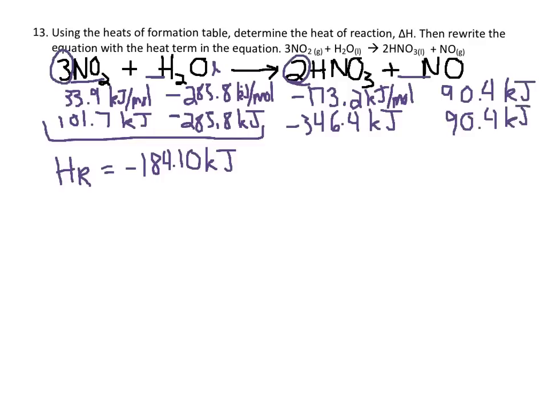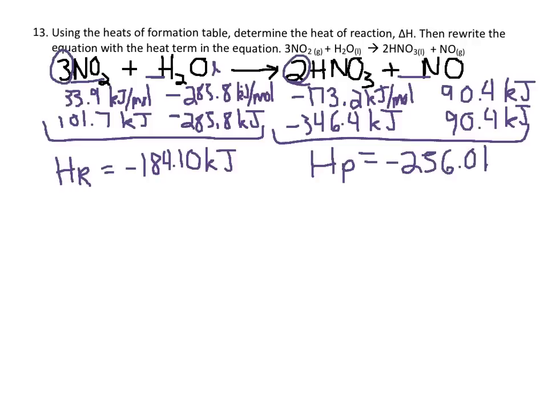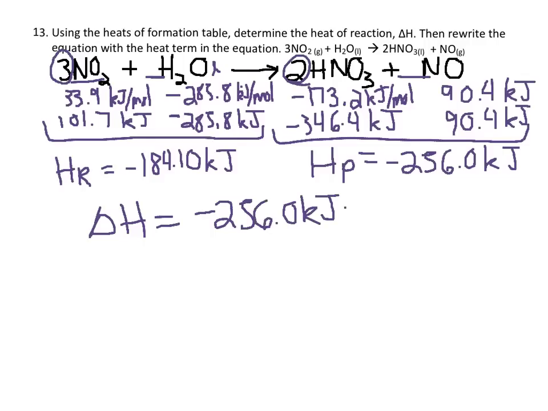And then to get our HP, you add these together. So that gives us our HP. And in this particular problem, that gives us negative 256.0 kilojoules. The last step is to use the delta H formula, and that delta H formula says heat of products, so in this case that's negative 256.0, and you want to subtract that from your heat of reactants.